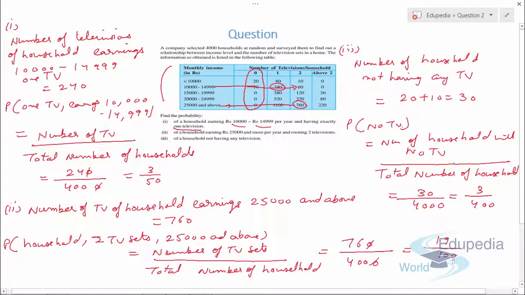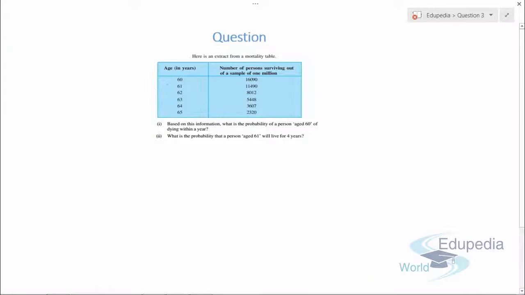Now let's discuss the next question, question number 3, which is also the last question of this video. Now the question says, very interesting question, right? So please watch this question very carefully. Here is an extract from a mortality table, right?